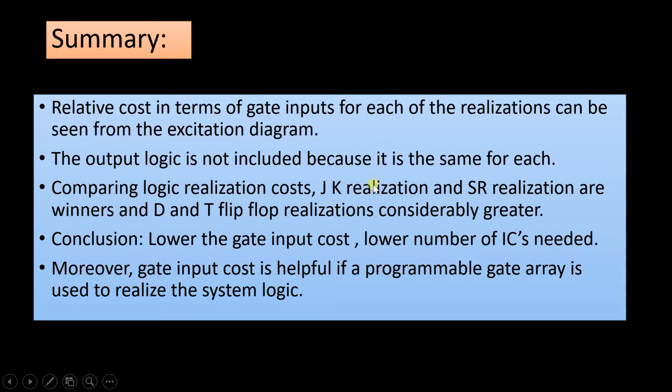So comparing the logic realization cost, we can say that JK realization and SR realization are winners, and D and T flip-flop realizations are considerably greater. That is because you require more AND gates and OR gates. So to conclude, the lower the gate input cost, the lower will be the number of ICs that are required. Moreover, the gate input cost is very helpful if a programmable gate array is used to realize the system logic.